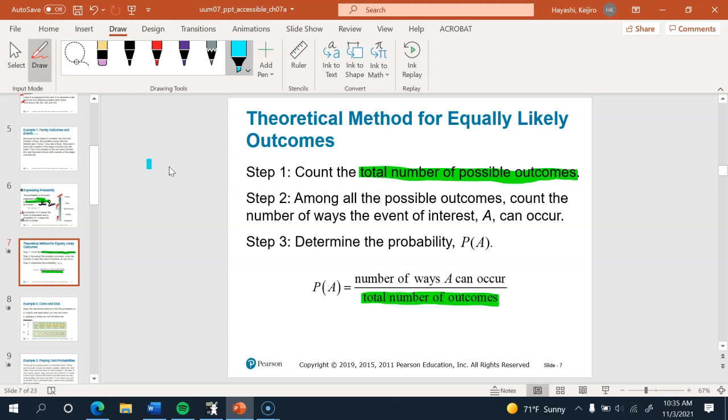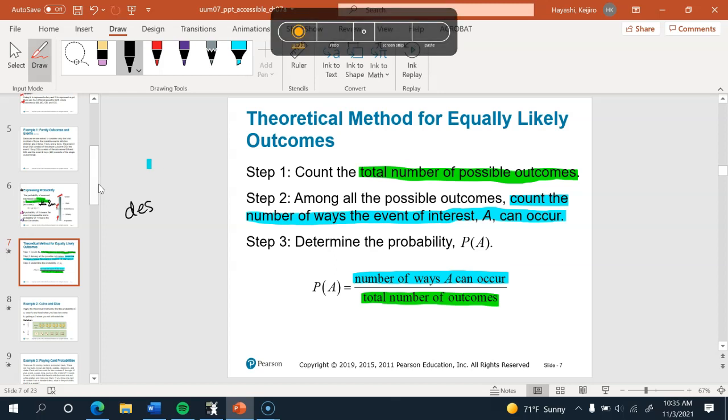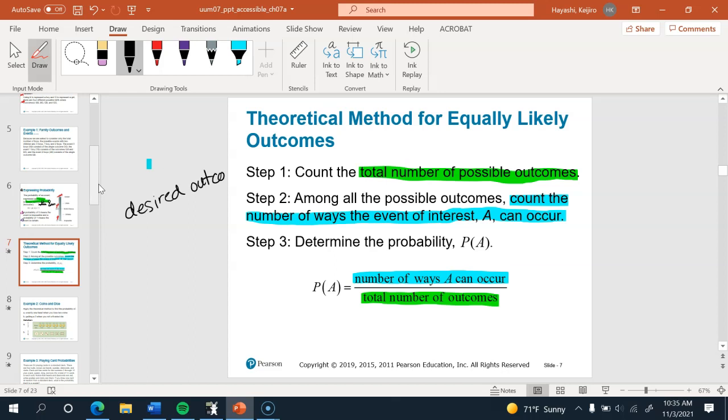And once you have that, think of all of the events that you actually want to happen. That number goes on top. So in a way, you can think of it as the desired outcomes, or the outcomes of interest, placed over the number of possible outcomes.